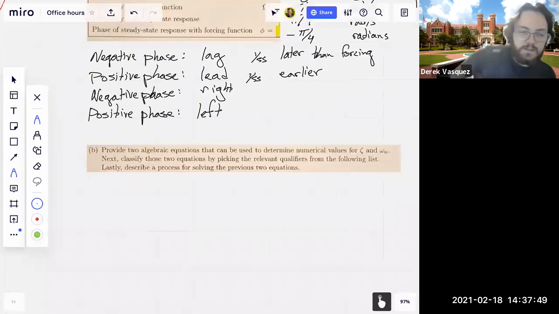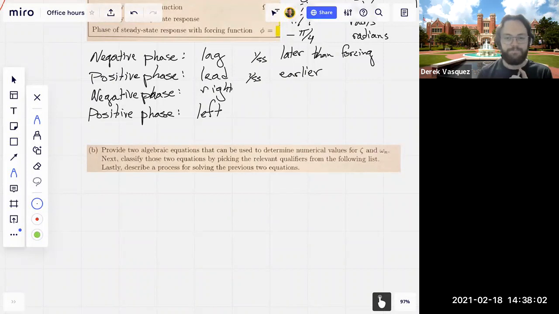Okay. Any more questions about lead, lag, phase shifts, etc.? Mostly like wrapping your head around the right vocabulary, but are there questions there? Okay. So the next question is, provide two algebraic equations that can be used to determine numerical values for zeta and omega n. Next, classify those two equations by picking the relevant qualifiers from the following list.